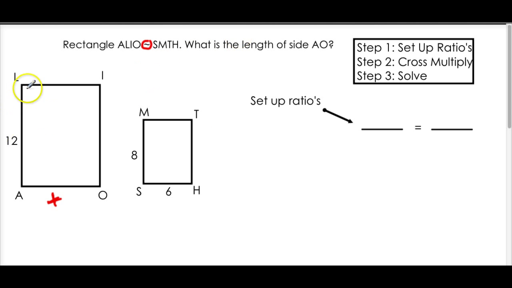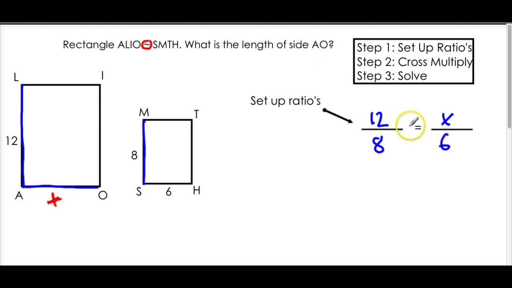Well, in this case, it looks like LIA, that's the bigger side. All right, the ratio of LA to MS is going to be 12 to 8. That ratio is going to be the same as the ratio of AO to SH, which is X over 6. Now I want you to recognize, remember, this is the bigger side over the smaller side, and once again, this has to be the same. This is the bigger side. Remember, AO is part of the bigger rectangle over the smaller rectangle. All right, 12 is to 8 is the same thing as x is to 6.